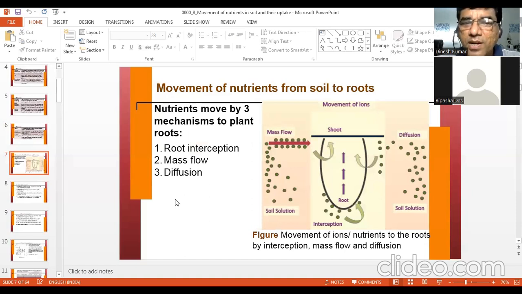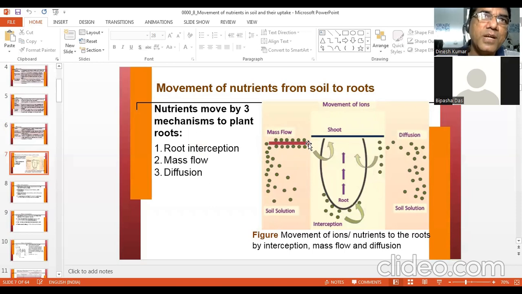The second one is mass flow and diffusion. In this, the nutrients are coming to the root. You can see here, mass flow on the left side of this picture. They are in a higher concentration, and along with the water, they are moving to the roots, or moving to the soil solution. In mass flow, from the soil solution, roots can easily take up these nutrients.